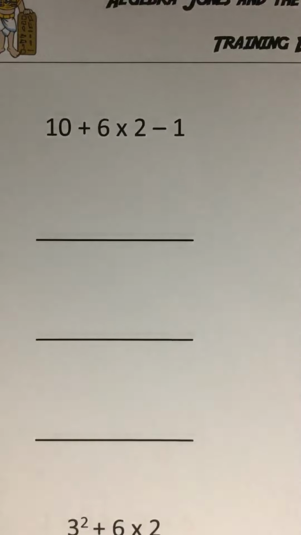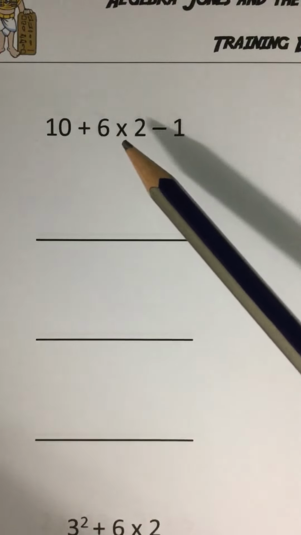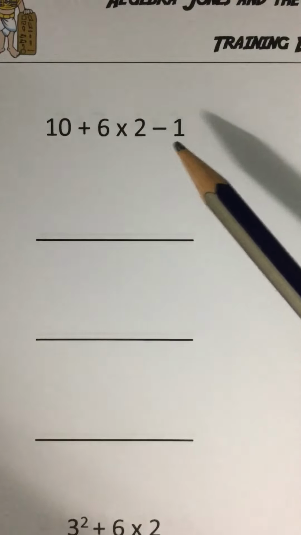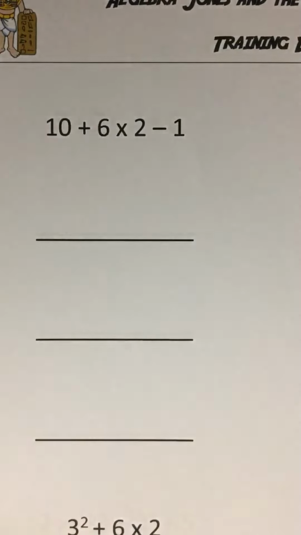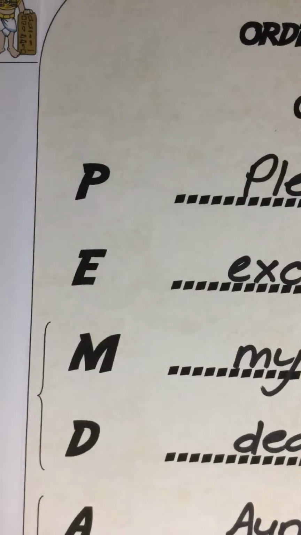Okay, so we're going to solve the equations today using the order of operations. So our first equation is 10 add 6 multiplied by 2 subtract 1. If we have a look at our order of operations code breaker sheet, that will show us what order we need to complete the operations in.